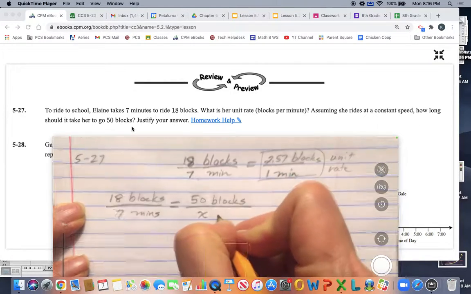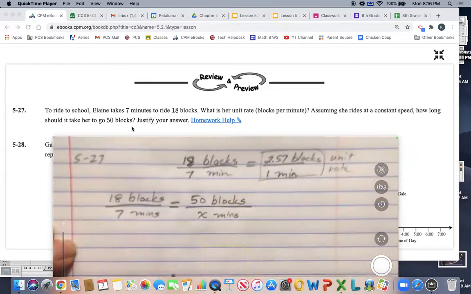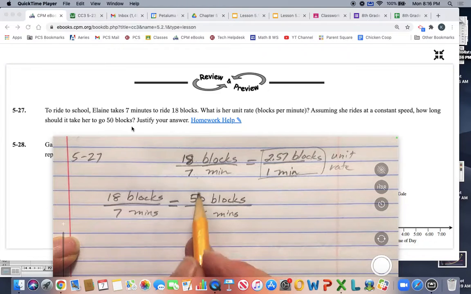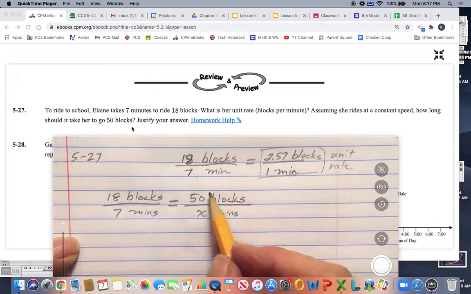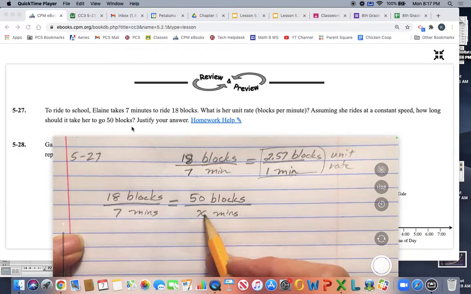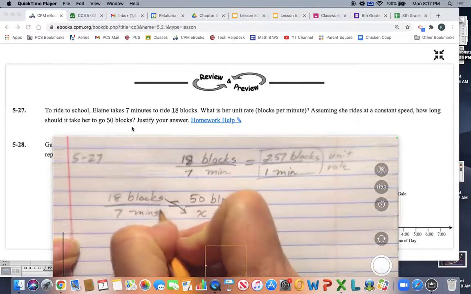And here's our unknown. We don't know how many minutes it's going to take. So now we've set up a proportion. These are equivalent ratios. 18 blocks to 7 minutes will be the same as 50 blocks to however many minutes this is. Okay, so now we can use our proportion solving skills, which I'm going to use cross multiplication to do this.